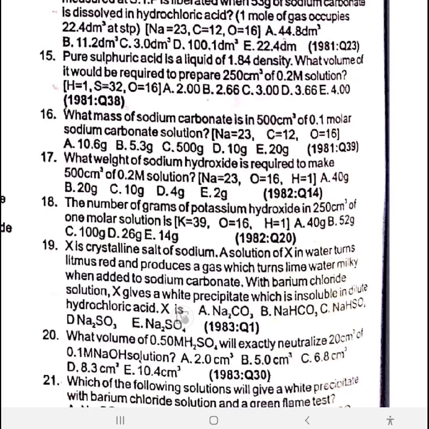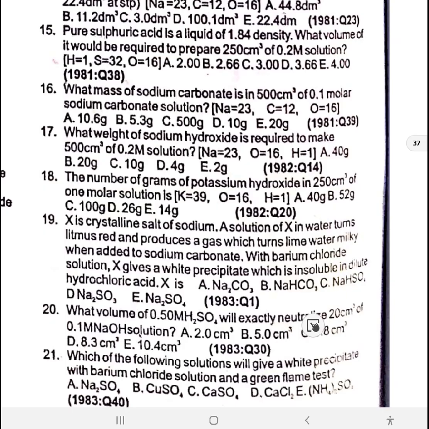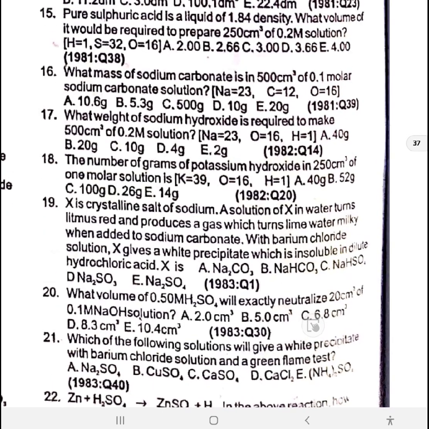They say with barium chloride solution, X will still give a white precipitate which is insoluble in dilute hydrochloric acid. Definitely it is a sulfate, because when they bring barium in, they use that barium to test for sulfates. We'll keep it at that, make a note so it won't confuse you. So now the questions we will take be that.